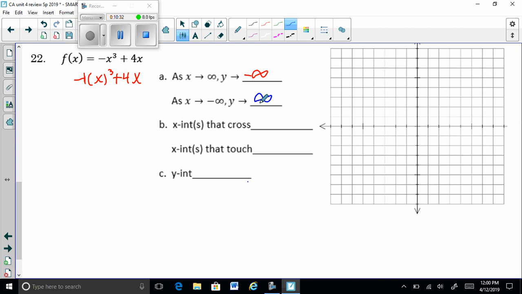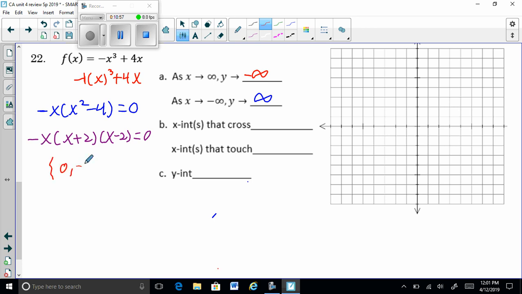So x-intercepts, we set that equal to 0 and factor. So I'm going to factor out a negative x. And that will leave me with x squared minus 4 equals 0, right? Okay. And I have the difference of two squares again. So I'm going to have negative x times x plus 2, x minus 2 equals 0. And so my solutions here are 0, -2, +2.